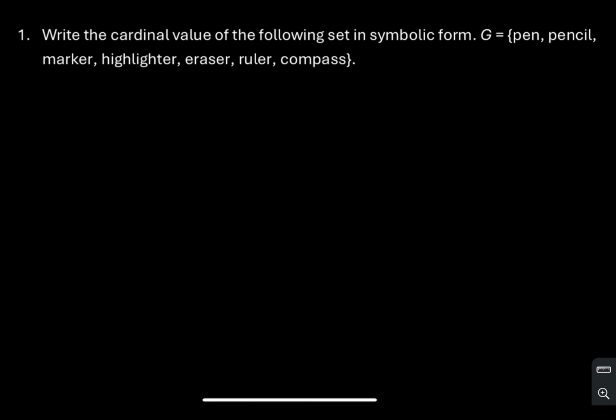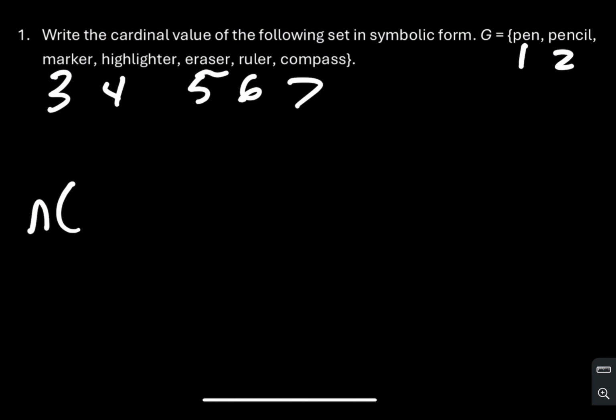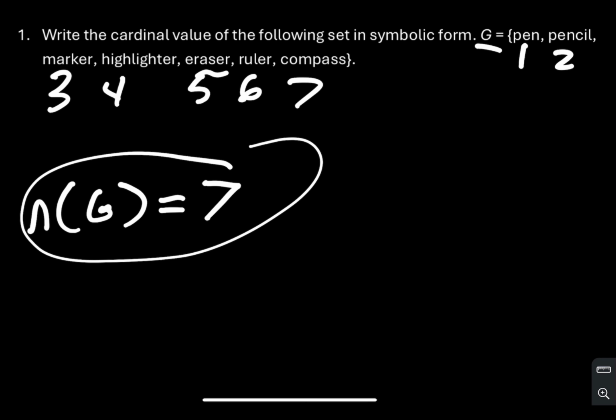So for this problem, we just need to count how many elements are in our set, since our set is in front of us and it's clearly defined. So we have 1, 2, 3, 4, 5, 6, 7 elements in our set. So how do we write the cardinal value of that? You write it as n, and then in parentheses the set name, which is G, and then is equal to the amount of elements in your set, which here is 7. So it'd be n of G is equal to 7, and that's going to be your answer.